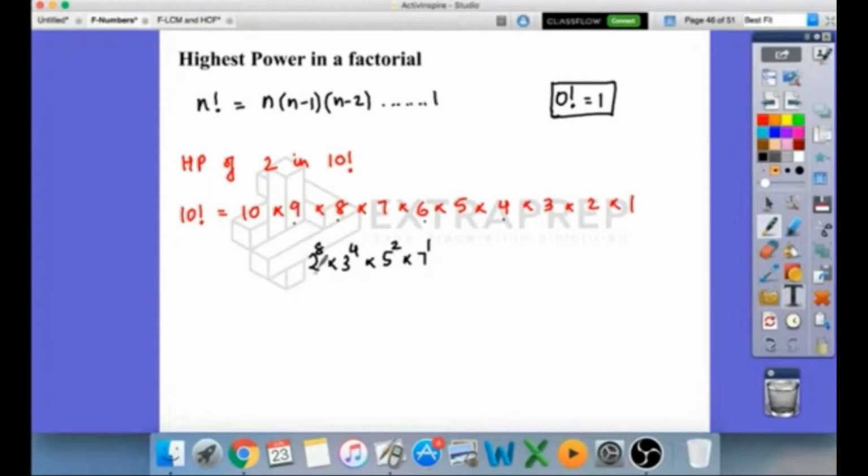So here the highest power of 2 is 8. The highest power of 3 is 4. Highest power of 5 is 2. Highest power of 7 is 1. Or you can manually calculate it. How many 2's are there in 10? There is 1 2 because 2 into 5. How many 2's in 8? There are 3 2's because that's 2 into 2 into 2. How many 2's in 6? There's 1. How many 2's in 4? There are 2. How many 2's here? 1. See, 1 plus 3 is 4, 4 plus 1 is 5, 5 plus 2 is 7, 7 plus 1 is 8. You got this value?